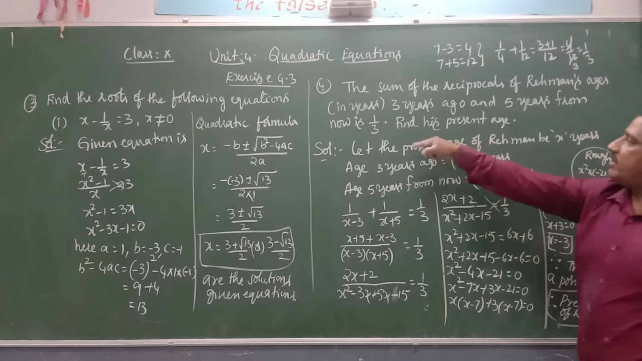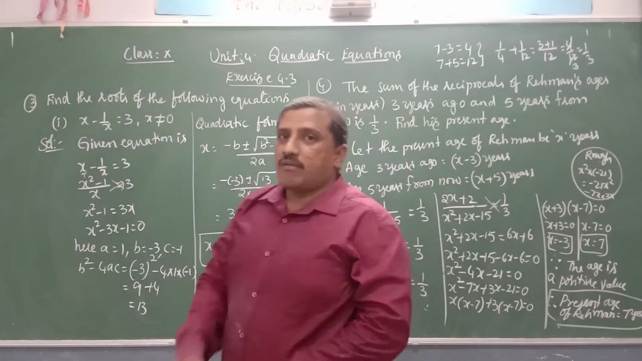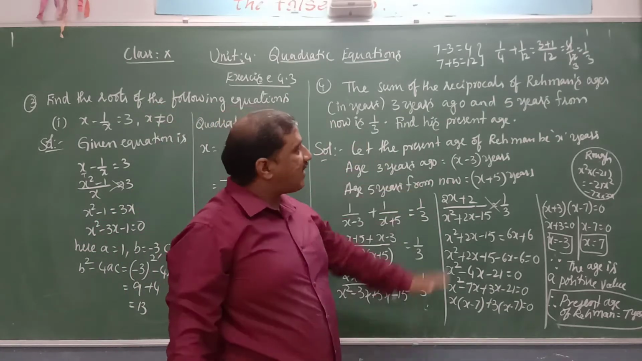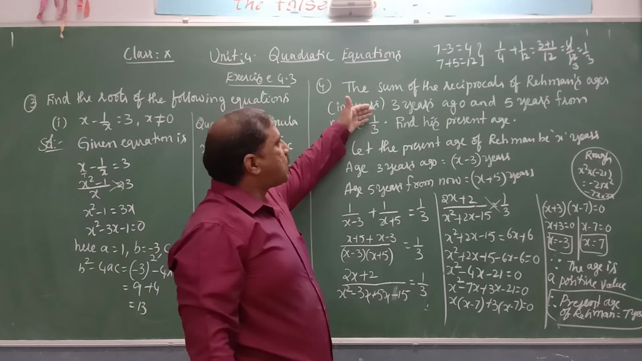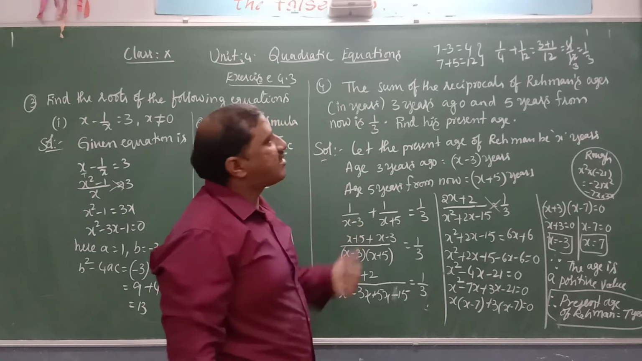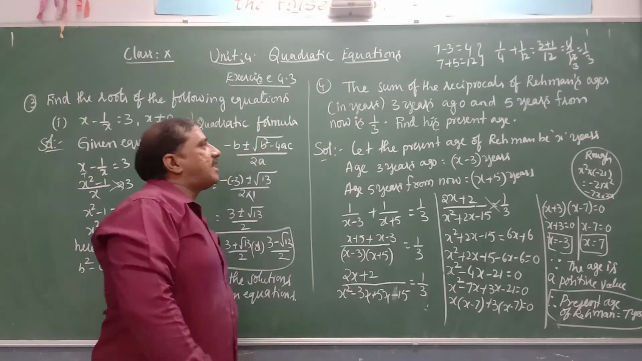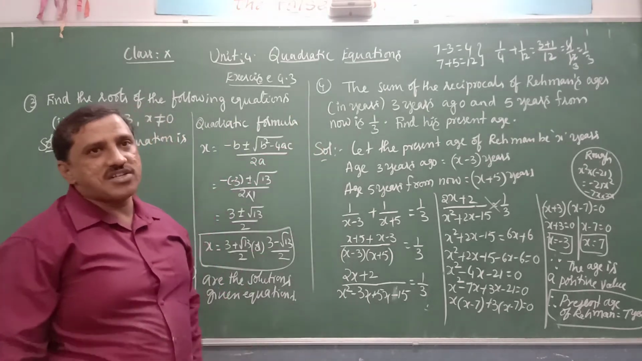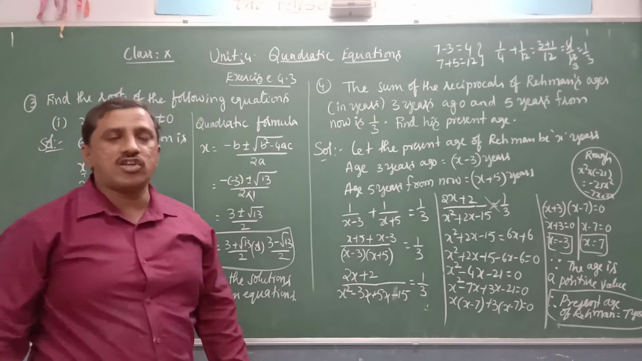Is it clear? The verification also we can do for the given sum, from the age which we got, that is 7 years. When we substitute in this, or we can substitute in this equation also. So like this, you can verify whether Rahman's sum is correct or wrong. Verification also we can do. Is it clear, children? Yes.